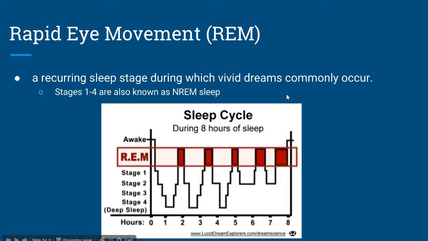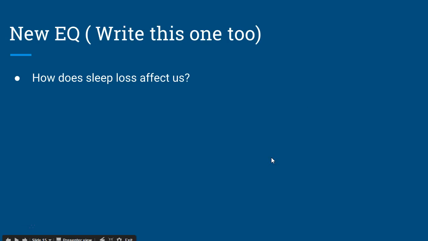REM sleep is an acronym for rapid eye movement. This is a recurring sleep stage during which vivid dreams commonly occur. It's good to note that stages 1 through 4 are sometimes called non-REM sleep or NREM sleep. So 1 through 4 can be grouped as NREM sleep, whereas REM is just by itself. Again, this is going to be at the top of your sleep cycle, and this is where you have very vivid dreams. So if you're somebody that says, oh, I never dream or I never remember them, if you were waking up in REM sleep, you would probably remember your dream.